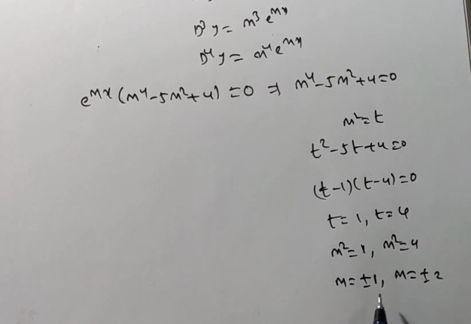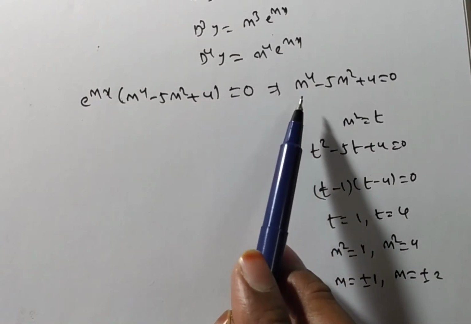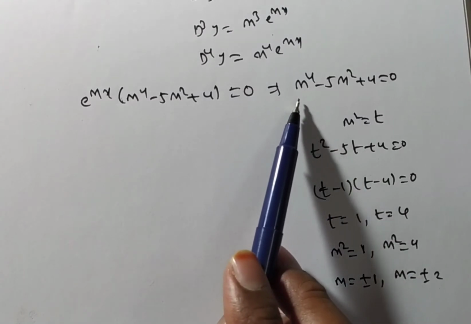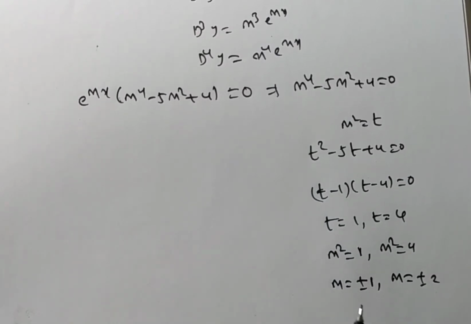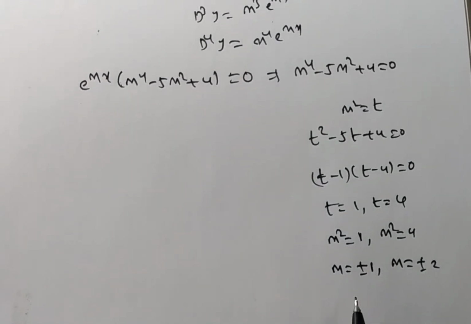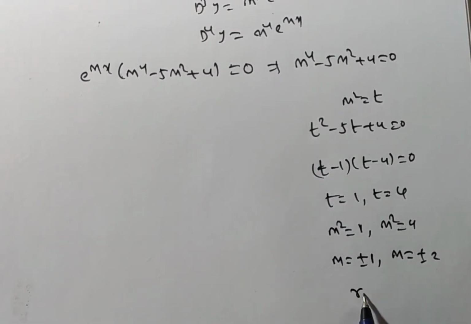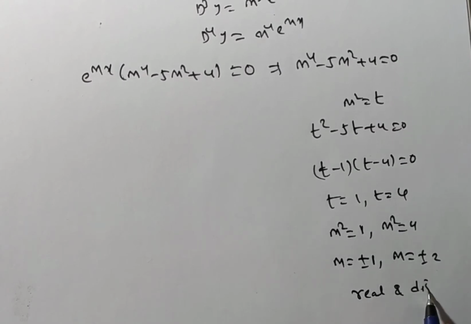So here how many roots we have? 4 roots. For the biquadratic, m to the power of 4 means degree 4, you will have 4 roots. Observe the roots here: −1, +1, −2, +2. So the roots are real and distinct.